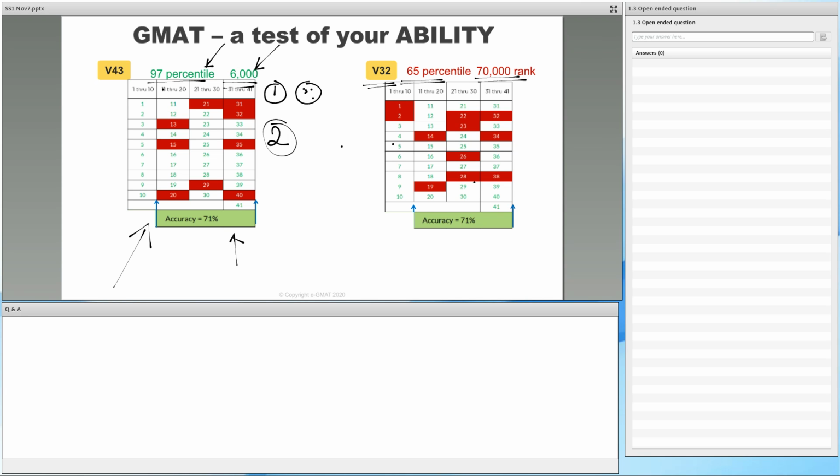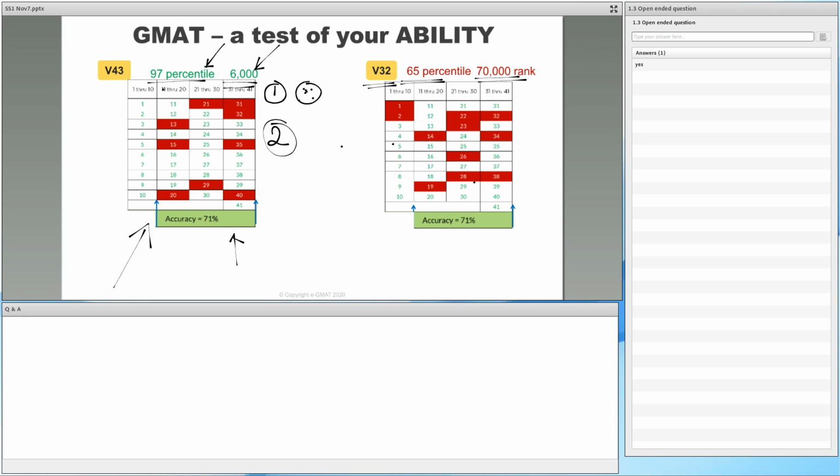I mean, which test offers you that opportunity? Which test does that? Do you know of another test that allows you this luxury to make mistakes? No, there aren't that many tests. So again, as I said, accuracy is not as important on the GMAT. It's a test of your ability.